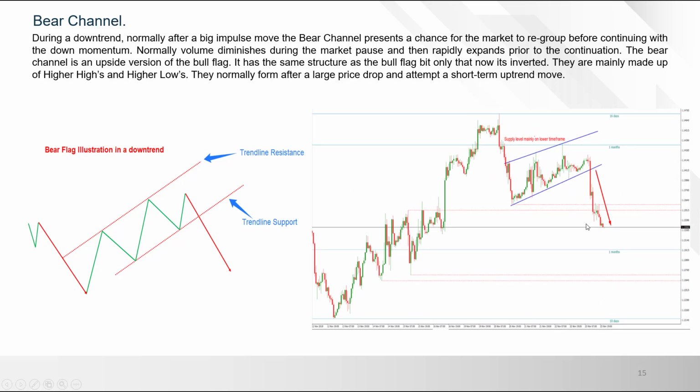Now here is the illustration of a bear channel on a chart. This is Euro USD. You can see price reached a strong level of resistance, right? Then it massively or impulsively moved to the downside, and it attempted to move to the upside before the market broke to the low and then continued with a downward movement.